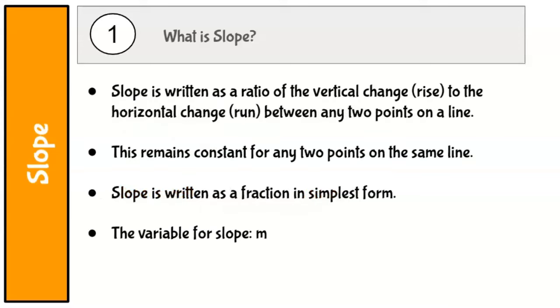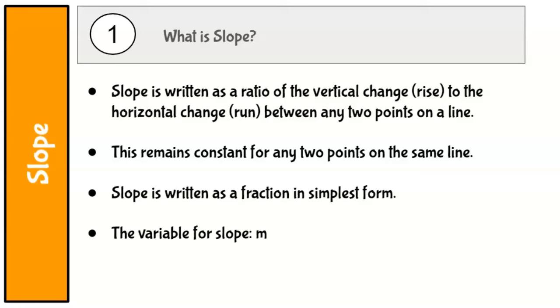So what is slope? Continued. Slope is written as the ratio. Remember, ratio should signal in your brain fractions. Of the vertical change, which is the rise, to the horizontal change between any two points on a line. How things are changing vertically over how things are changing horizontally between any two points on a line. We'll talk more about this. I'll show you what it means here in just a second.